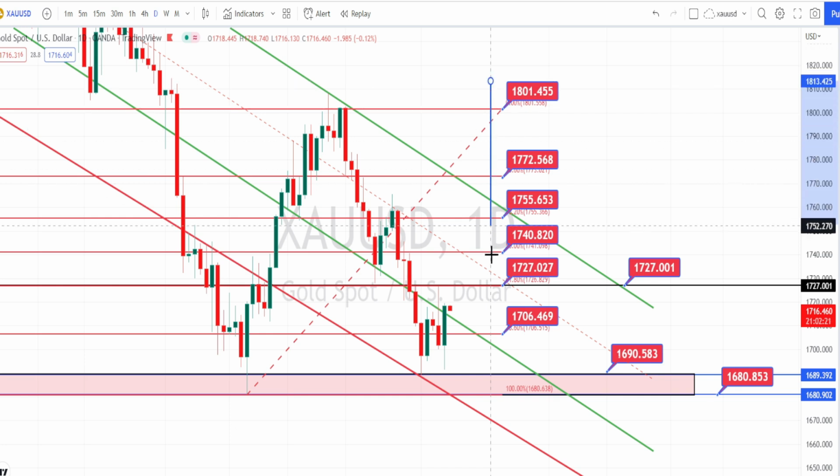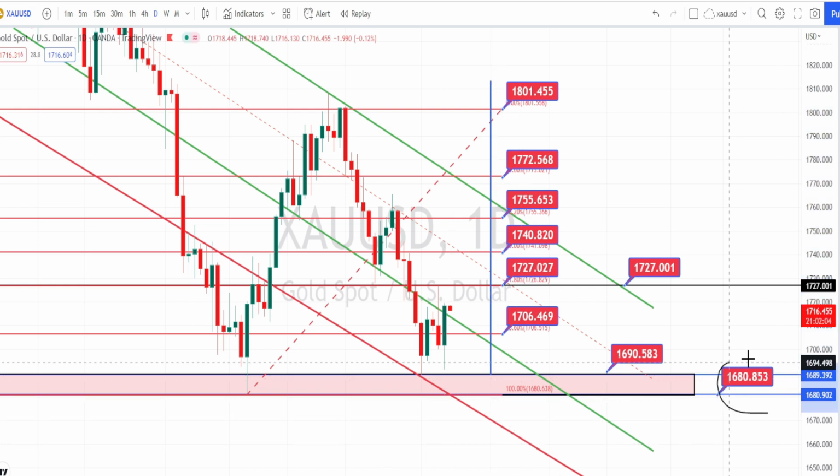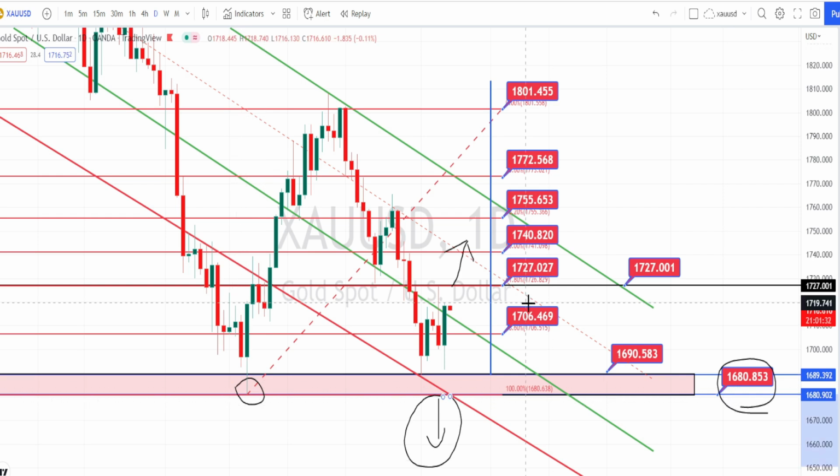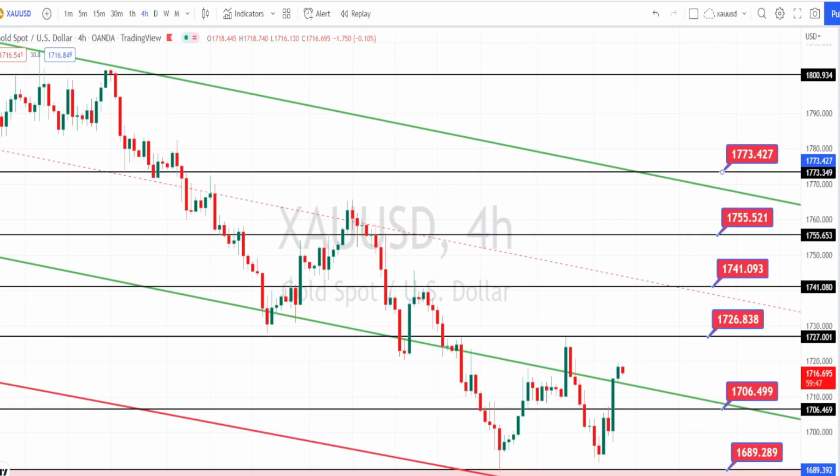So these are all the resistance and support levels for current price action in daily time frame. And if the price action breaks this support level of 1680, we can expect a very steep fall from this level because it will be breaking a long-term support. Let us do the price action analysis in 4 hours time frame. I am in 4 hours time frame now.